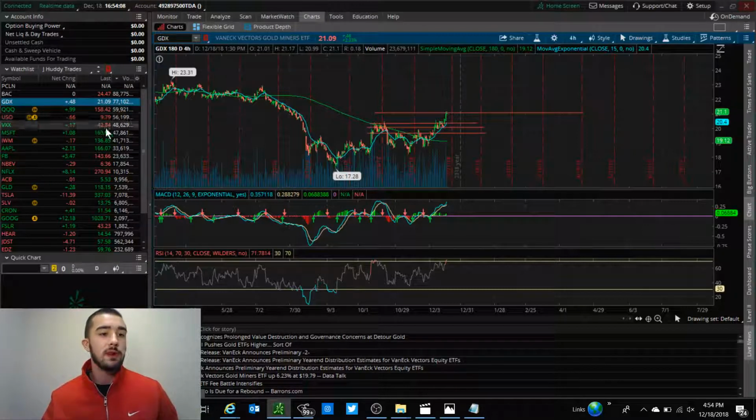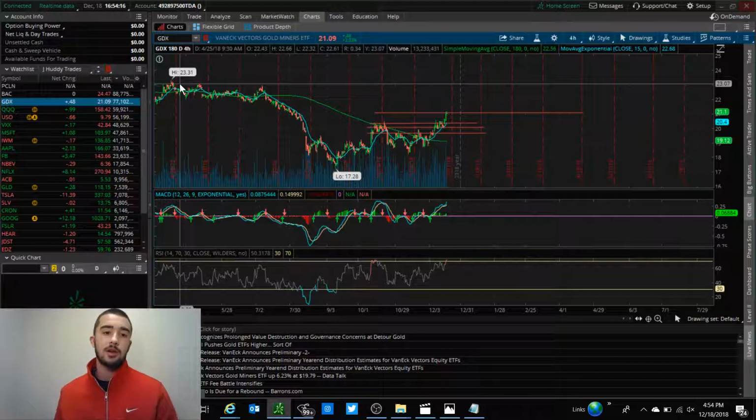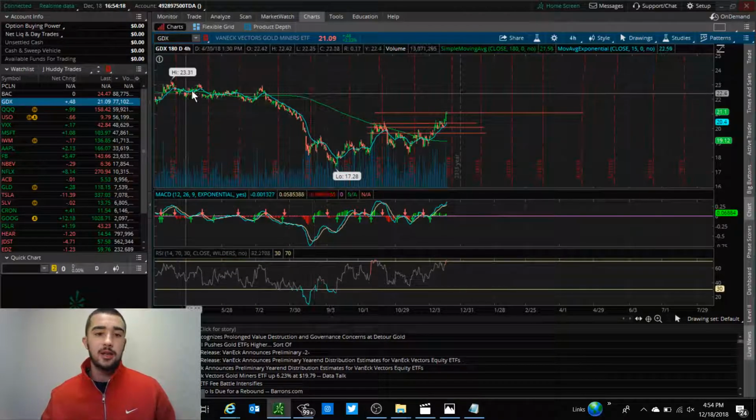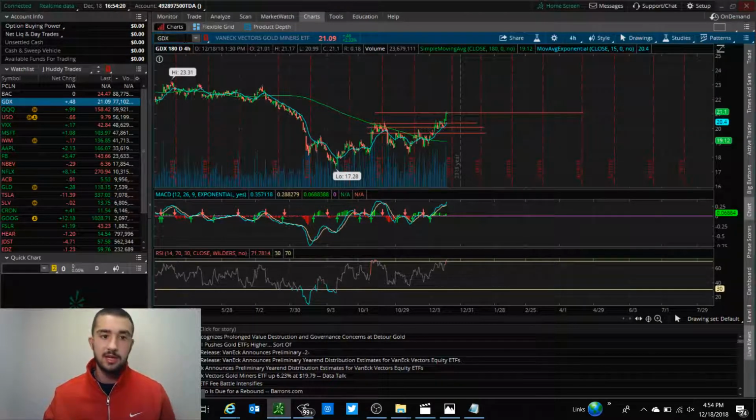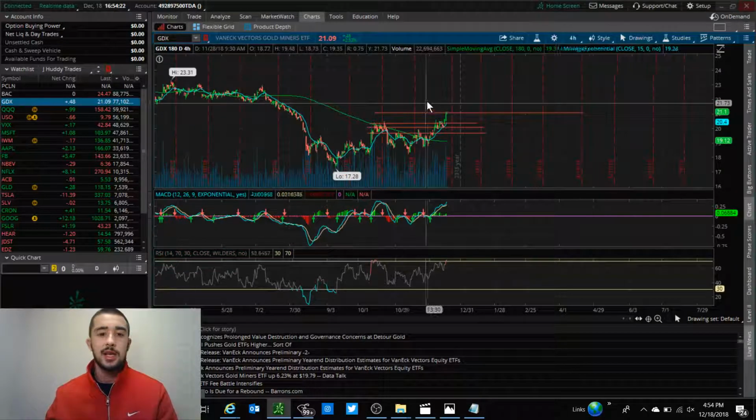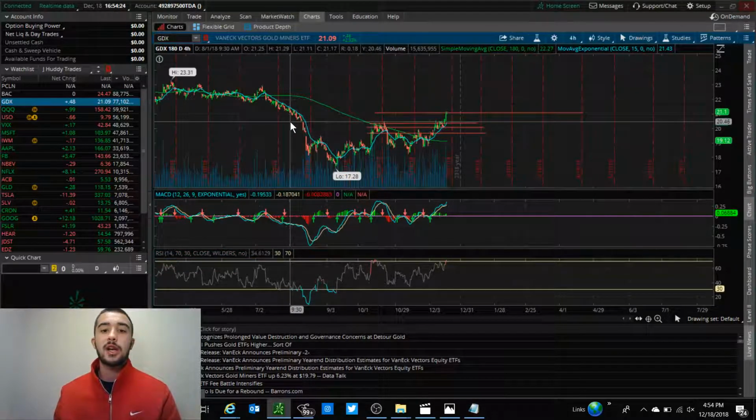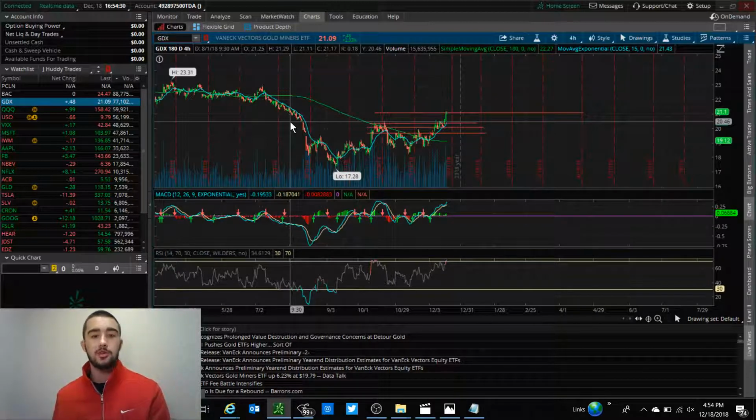So when I go through my watch list, I want to see how it's performing on the day. I want to make sure it's green on the day, and then I look at the volume to see if the volume's healthy. If those two things meet my criteria, then I'll click it, and then this will pop up, the chart for either the ETF or stock. So this is GDX. The first thing I ask myself is, am I day trading or do I want to swing trade it?